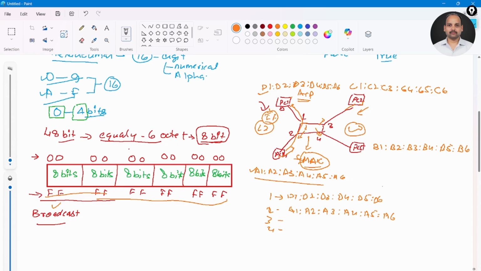But if this information goes over L3, then you require your logical address, the L3 address. Then your system requires the logical address.